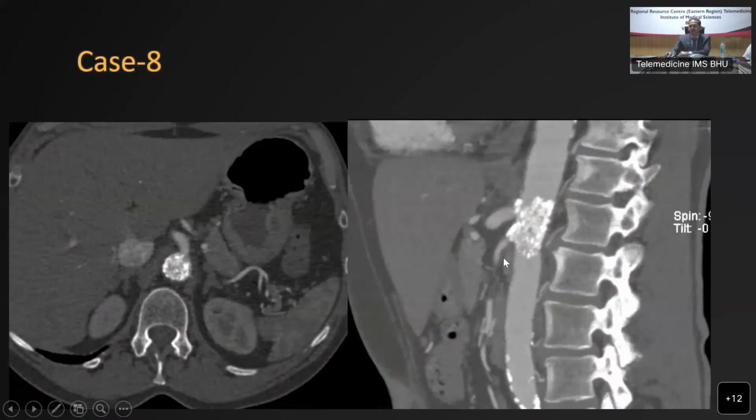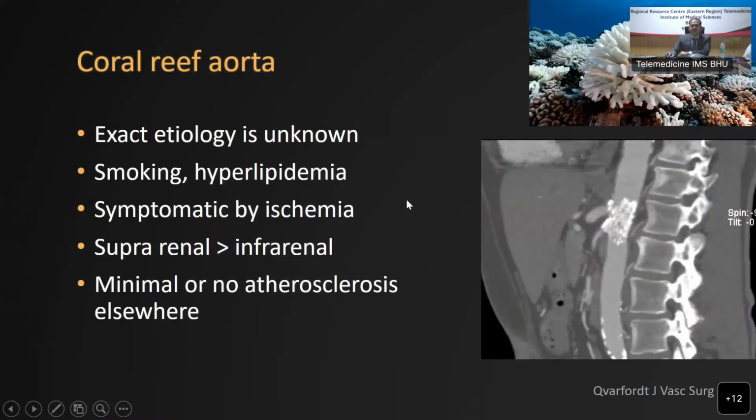So what we have here is a rock-like calcification in the proximal abdominal aorta. This calcification is really, really bulky and looks somewhat like a coral reef. So this is an example of a coral reef aorta. We don't know the exact etiology of this, but it's thought to be associated with smoking and hyperlipidemia. Because it is calcified, it is going to cause stenosis.